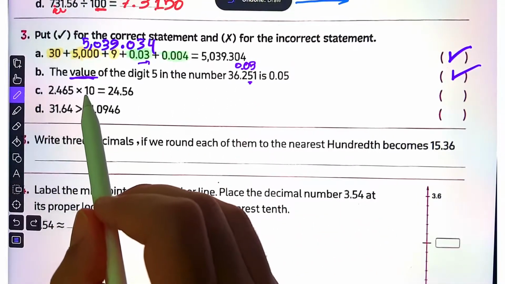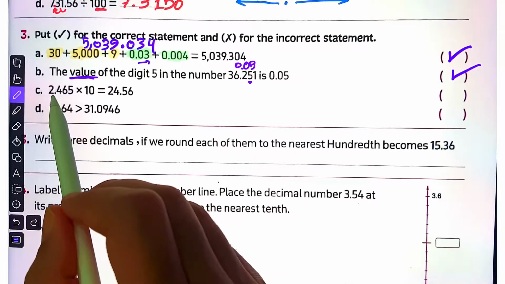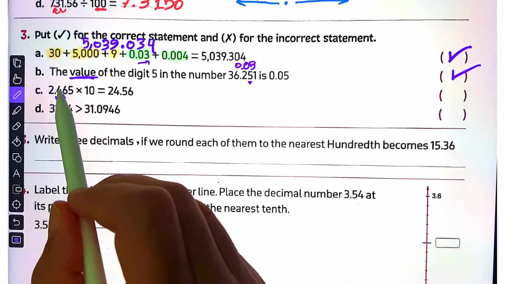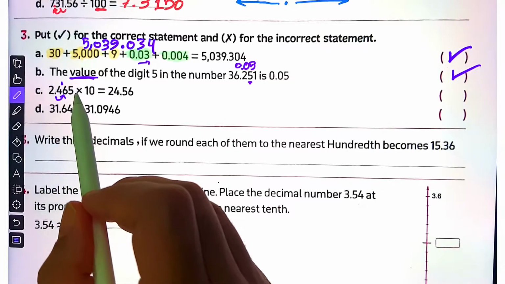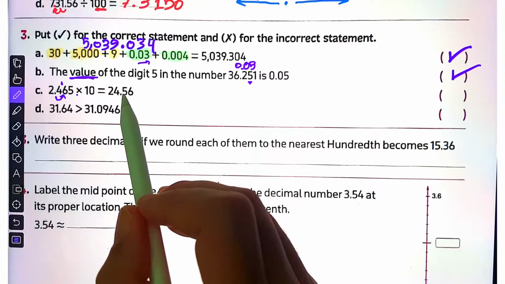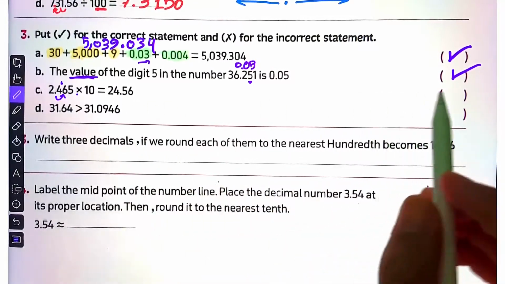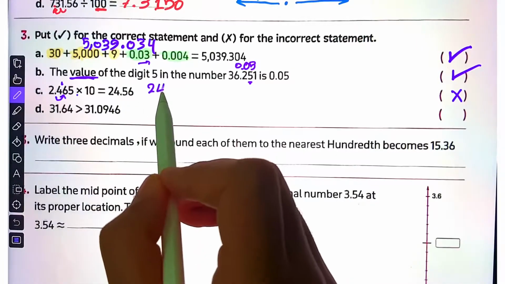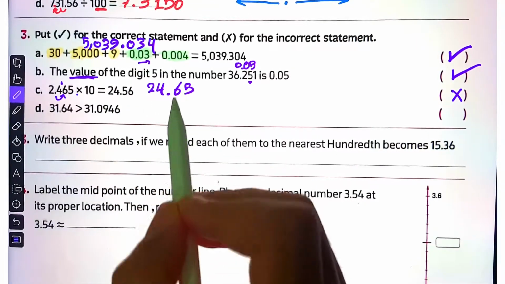When I multiply by 10, that means I will move the decimal point 1 digit to the right. So the answer will be 24.65. But here he said 56, not 65. He changed the numbers. That's wrong. So I write here wrong. The right answer must be 24.65.